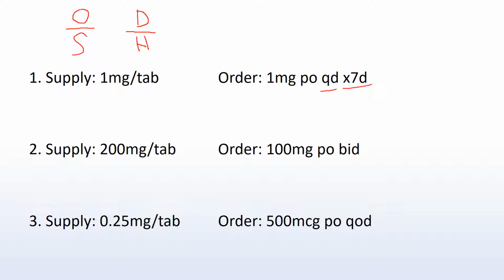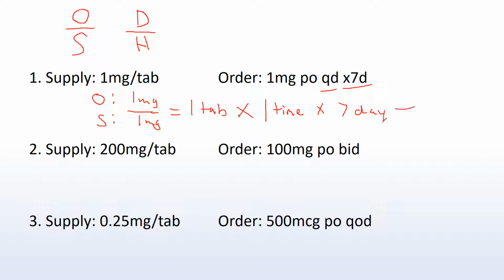All right, so what is our order per dose? 1 milligram. What is our supply? 1 milligram. So how much do we need to give per dose? 1 tablet. How often are they taking this 1 tablet? QD is 1 time, and then for how many days? 7 days. So all you have to do is multiply: 1 times 1 times 7 equals 7. You'll need to dispense 7. Not too bad, right?